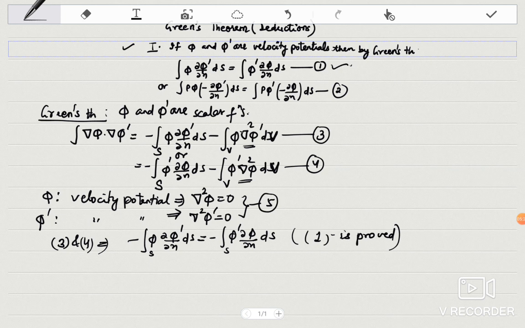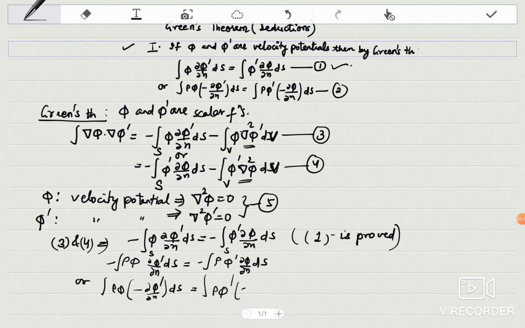Or if your fluid is homogeneous, or you can say incompressible, then you may write rho phi delta phi dash by delta n ds is equal to rho phi dash delta phi by delta n ds. So you get the second part. 2 is proved. Now what is its physical interpretation?